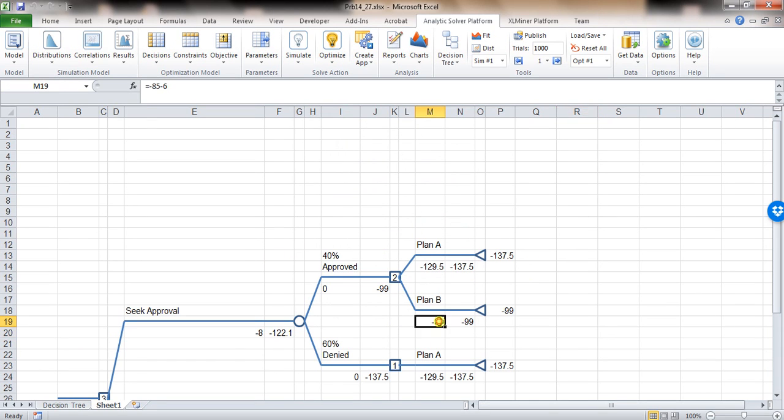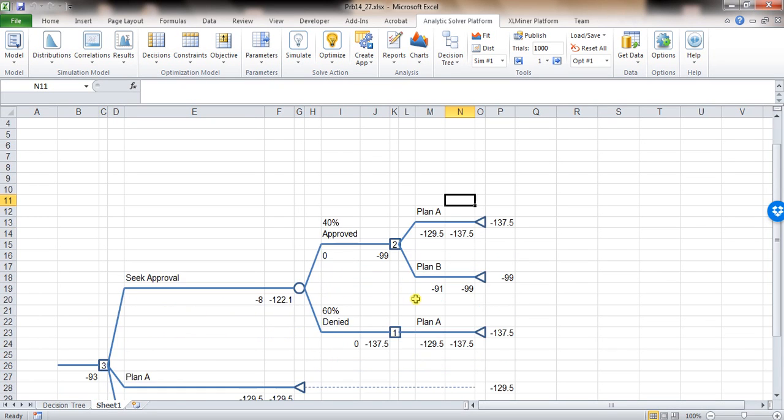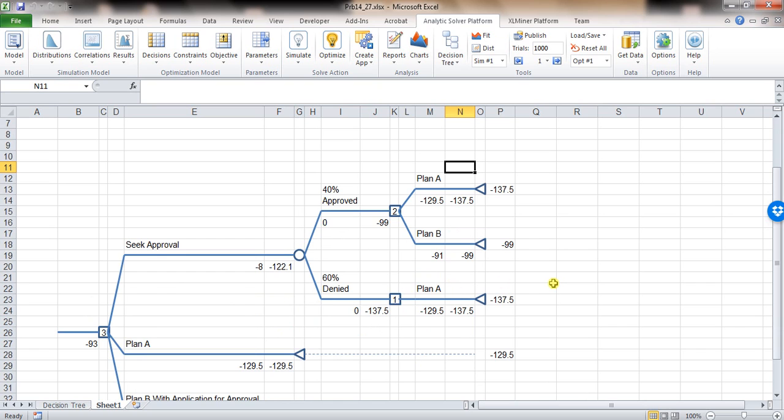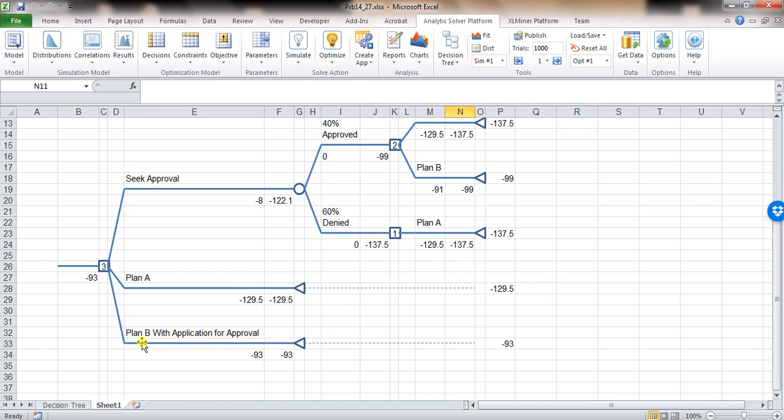Remember, when we are calculating the cost of plan B and plan A here, this cost with this route is already including the 2 months pending cost of seeking approval. That means we are waiting for the approval to finish before starting anything. And now plan B with application for approval. So the cost of application over 2 months is already included with this.